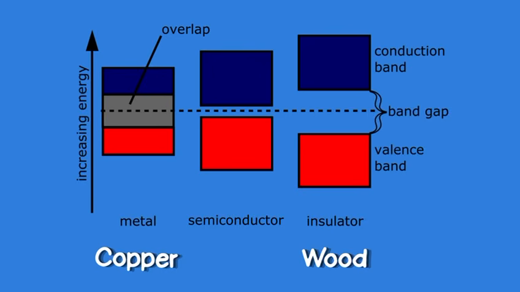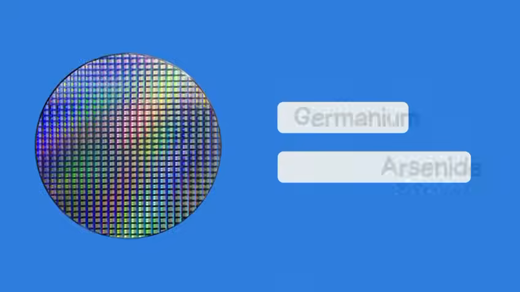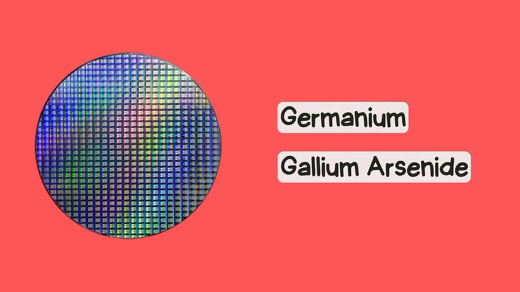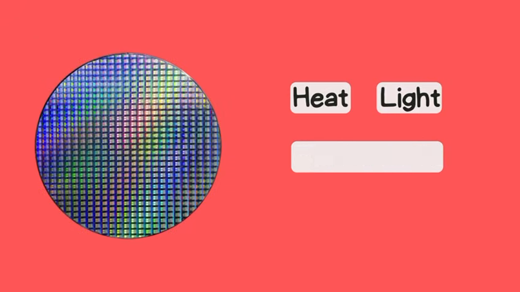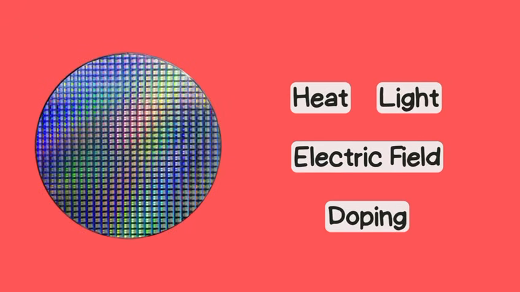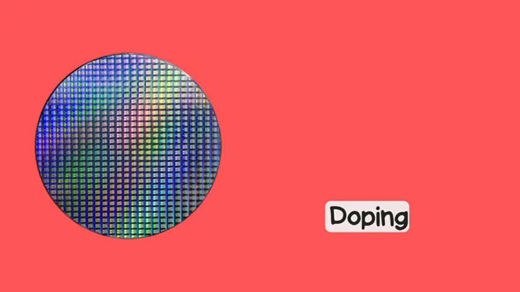Materials which conduct electricity upon supplying a limited amount of energy are called semiconductors, which require more energy than conductors and less than insulators. Semiconductors are generally made of silicon and sparingly of germanium and gallium arsenide for specific applications. Their conductive behavior can be easily modified by heat, light, electric fields, or by doping, which is the practice of adding small amounts of impurities to a material.